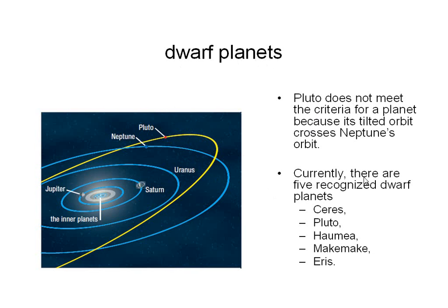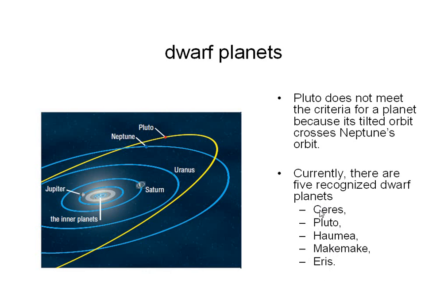Currently there are 5 recognized dwarf planets. They are Ceres, Pluto, Haumea, Makemake, and Eris. If you have good memory, then remember all these 5 names. If you don't have good memory, then just remember Pluto.